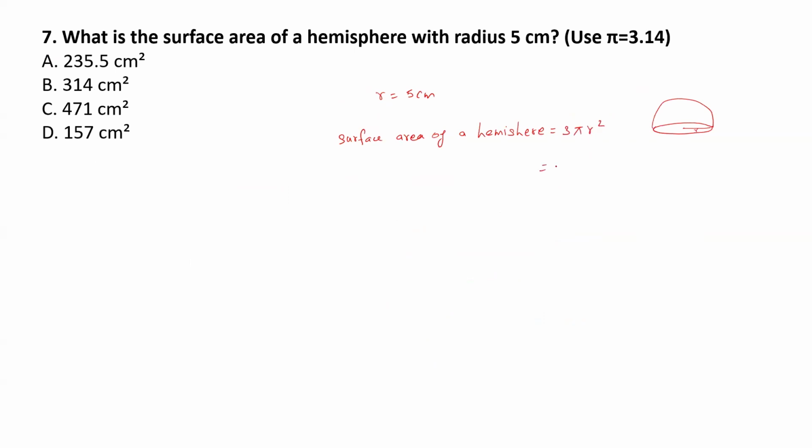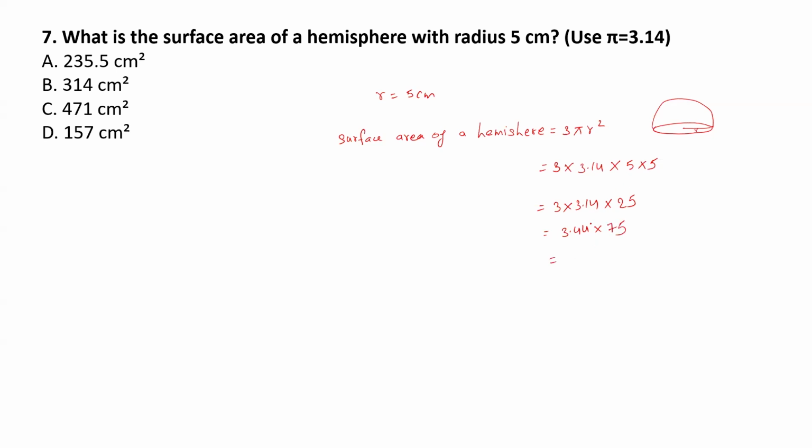R is given, right? So 3 is a constant. Pi is given to be 3.14. In the problem itself, it is given, right? So that exactly you have to use, into r square. R square means 5 into 5. Again, you have to do this multiplication. 3 into 3.14 into 25. So 3.14, 25 into 3 is 75.